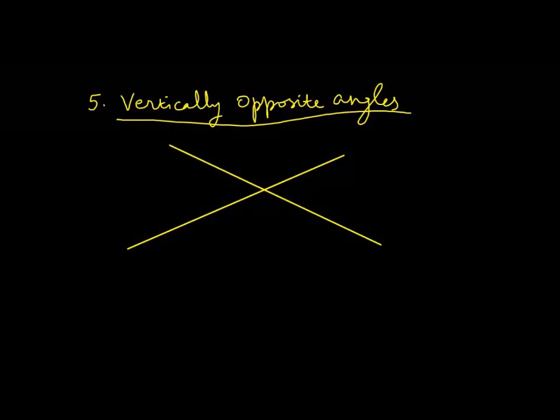Next we'll talk about vertically opposite angles. This is another pair of angles. Now whenever two lines intersect each other, as you can see here, whenever we are given two lines which are intersecting each other, we will be getting four angles. These two angles are vertically opposite angles. Angle 1 and angle 2 are vertically opposite to each other.